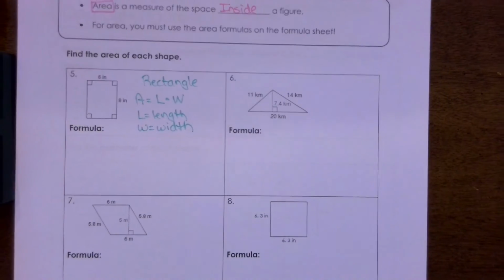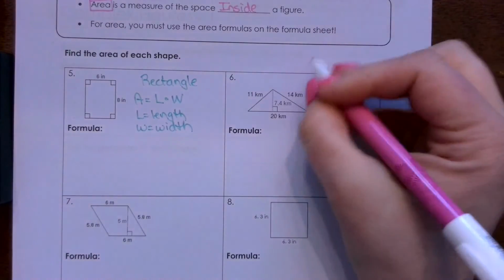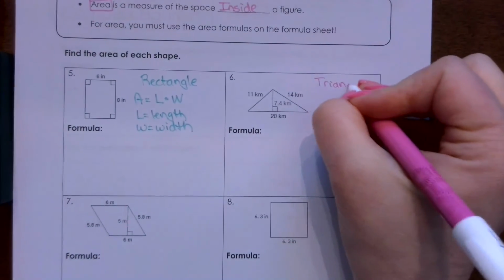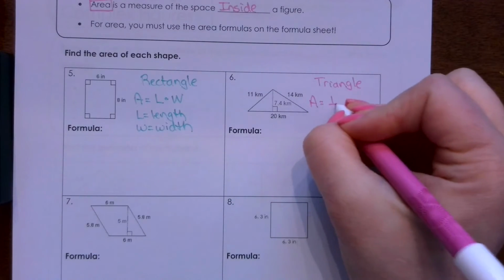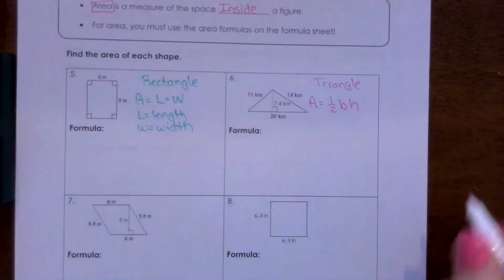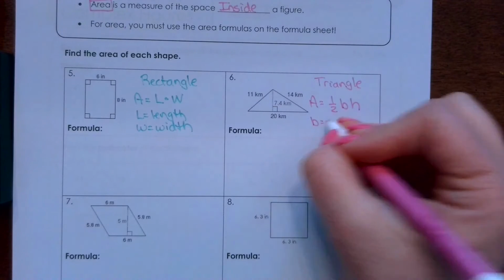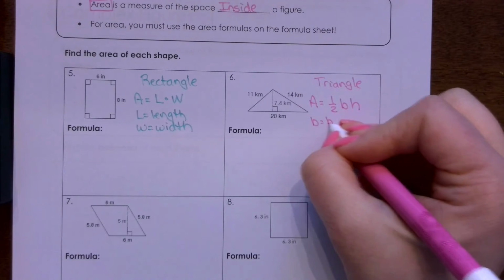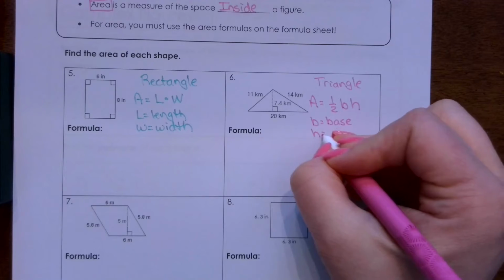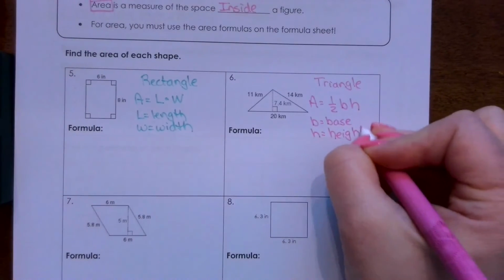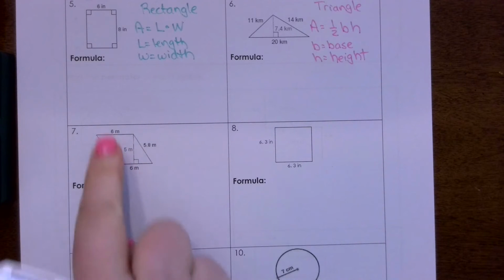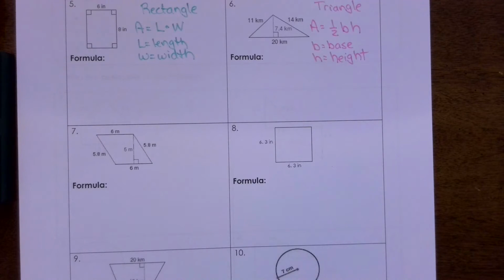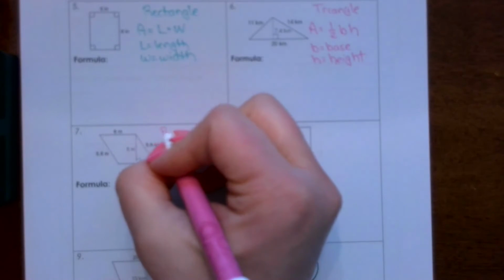Let's look at our next shape, number 6. This is a triangle. If you look at your formula sheet, you will find that area equals 1/2 times the base times the height. B, as I said when I was saying the formula, is the base of the triangle, and H is its height. Here's another quadrilateral. This time I have opposite congruent sides, congruent and parallel, but I don't have right angles. So this is a parallelogram.